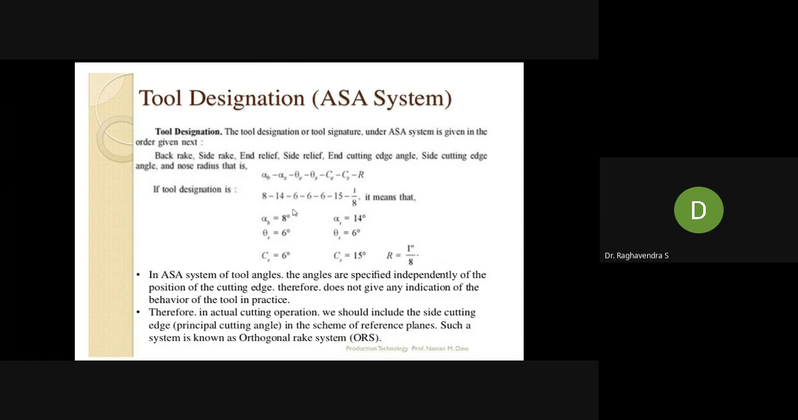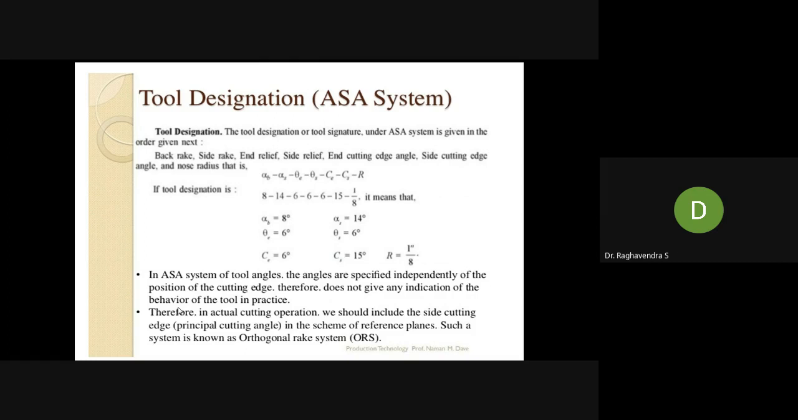8, 14, 6, 6, 6, 15, 1 by 8, something like that. It means that alpha B is 8 degrees, something like this. It means the nose radius, side relief angle, and all these are mentioned, printed, embossed on this tool.